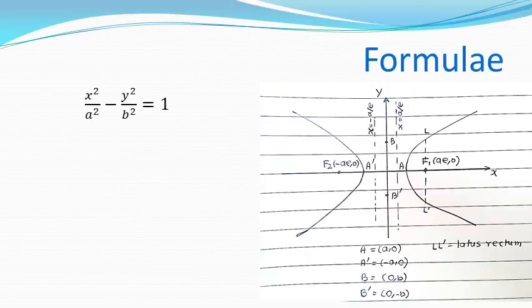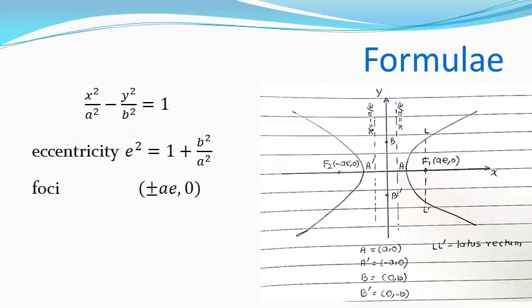So the equation of the hyperbola is in this form: x squared by a squared minus y squared by b squared equals 1. And we can see that this is very similar to the equation of the ellipse. The only difference is that we have minus b squared in the place of b squared. The eccentricity is given by e squared is equal to 1 plus b squared over a squared. Now e for a hyperbola is always greater than 1.